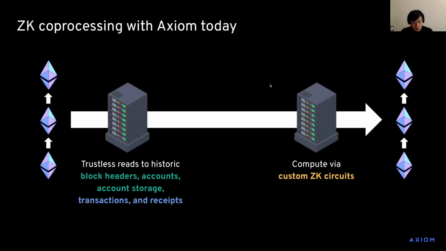All right, so just to give a sense of where we are today, you can query us on-chain to read any historic block header, account storage, and now in testnet, transaction or receipt from the history of Ethereum. And so this lets us actually mix and match things. So you can have an account from a block, a transaction from a different block, a storage variable from a third block. And then right now, to actually do computation on these, we have to write you a custom ZK circuit.